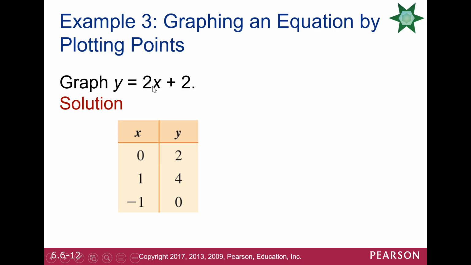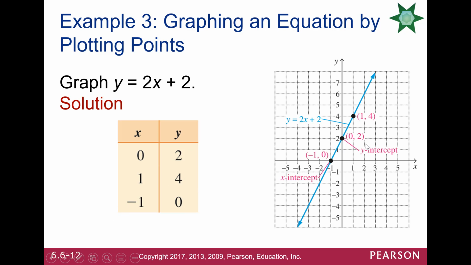So if x is 0, 2 times 0 plus 2 is 2. If x is 1, 2 times 1 is 2 plus 2 is 4. But now I've got some points, so I'm going to plot them. Remember, I start at the origin. -1, 0, 0, 2, 1, 4. And then they all fall in a nice tidy line.